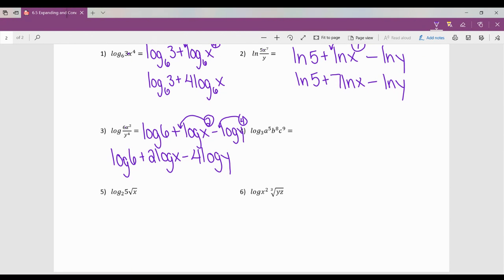Okay, so the deal is, like we would do when we condense, we do the exponents first, and now when we expand, we do the exponents last. All right, because it kind of makes sense. You're going in the opposite direction.